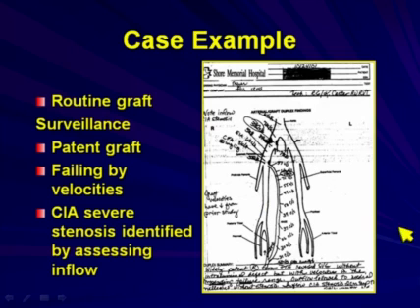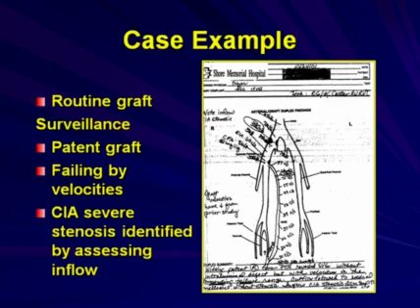Here's a case example that's kind of interesting in looking for iliac disease. This is a routine infrainguinal graft surveillance. The patient had had the graft for many years and came back in for follow-up, and we noticed that the velocities in the graft were in the impending failure range. The graft was pristinely clean all the way through. There were no areas of stenoses.